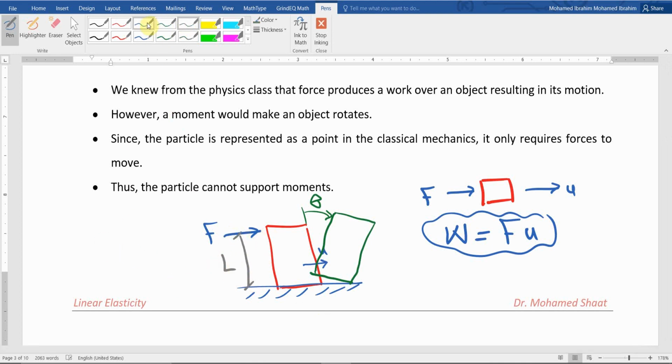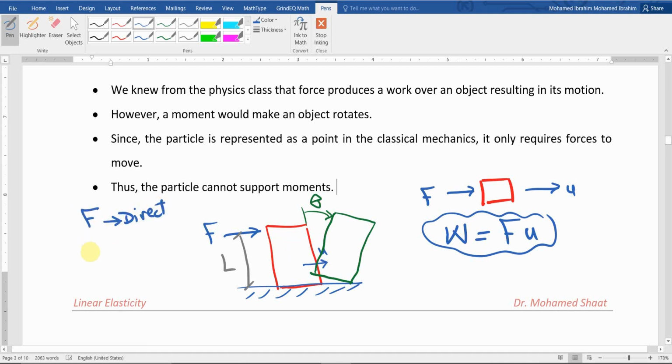So we are going to say that this force has two effects over this box or this object. It is a direct force, just a force. In addition, it is a moment that equals the force times the distance. So it has two effects. The moment is the thing that is needed to give rotation.